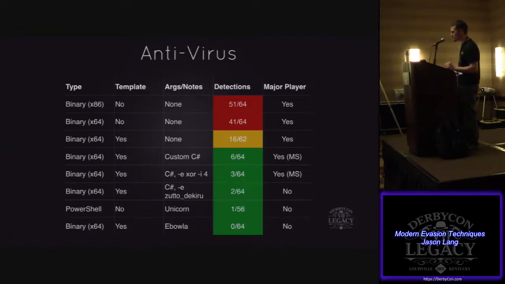And then as we go down here, this is where the real money is. I didn't know that Metasploit had an encoder called Shikata Ga Nai. I had never even heard of that, but they do, and it's awesome because Microsoft thinks that's cool. And then if you are familiar with Unicorn, Unicorn is only 1 of 56, and then Ebowla, which is the real magic, is 0 of 64.